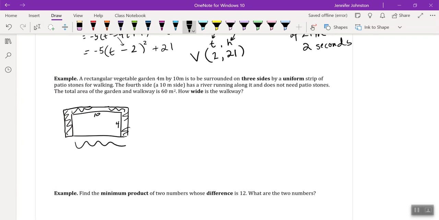Okay. The total area of the garden and walkway, so everything together, is 60 meters squared. How wide is the walkway? Alright, let's just call the walkway W. So let W be the width of the walkway.